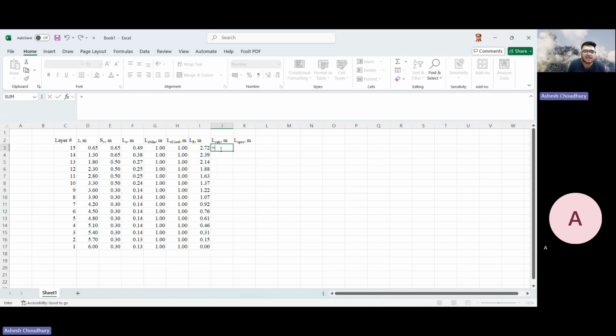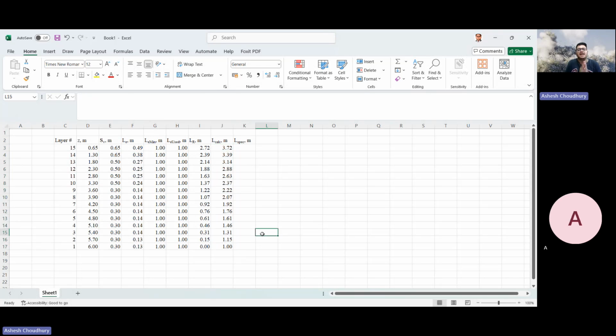Okay, so what is my LE calculated? LE calculated is nothing but LR plus LE used. So these are the calculated lengths of the various layers of reinforcement that I am using. Of all the 15 layers, these are my calculated lengths. Now, what to specify? How to specify?